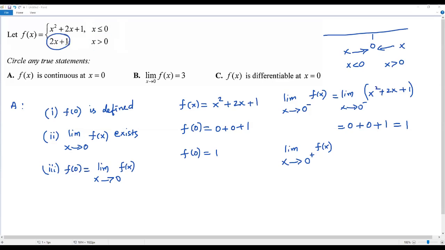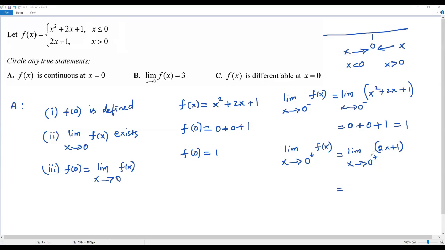Now we have to plug in this 2x + 1 for this f of x over here. Let me continue. Limit x approaches 0 positive, 2x + 1. So this positive sign has nothing to do with the calculation part. It indicates that x approaches 0 from its right side.